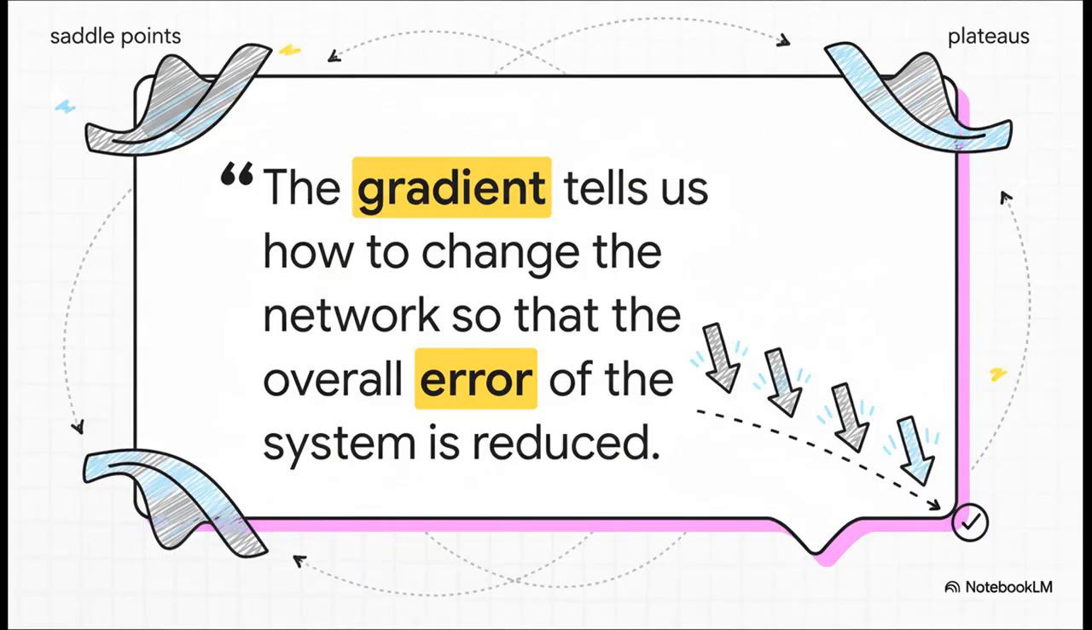But look, at the end of the day, even with these tricky spots like saddle points, the gradient is still the engine that makes this all go. Just like this quote says, it gives our system precise instructions. It tells the network exactly which of its little internal knobs to turn and by how much in order to take one more step down that hill of error. It is the very mechanism for improvement.